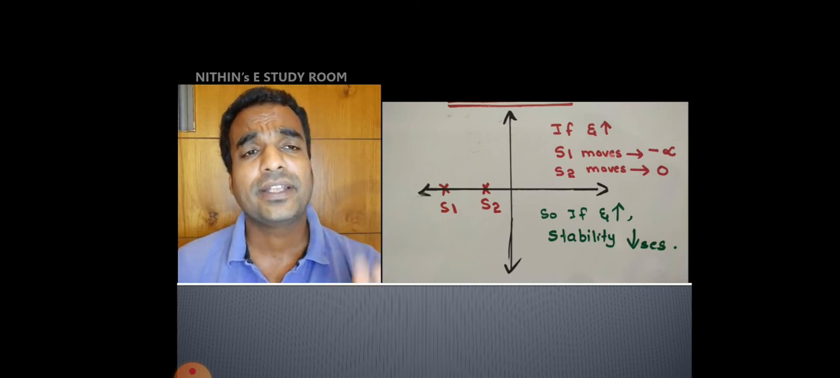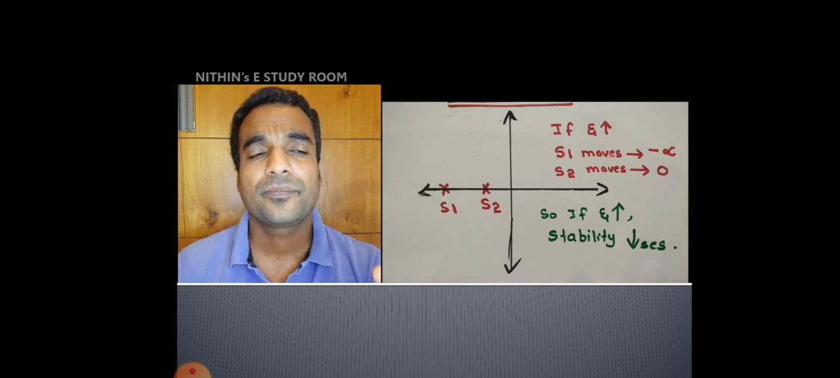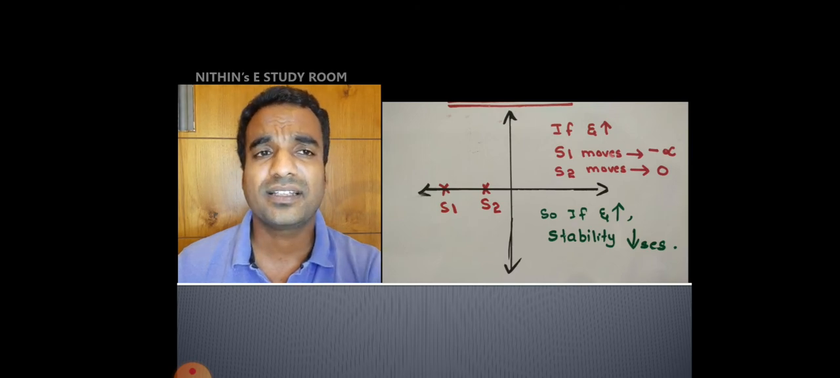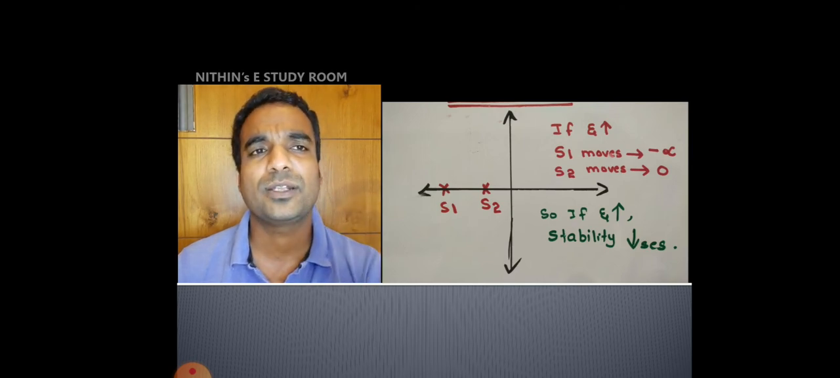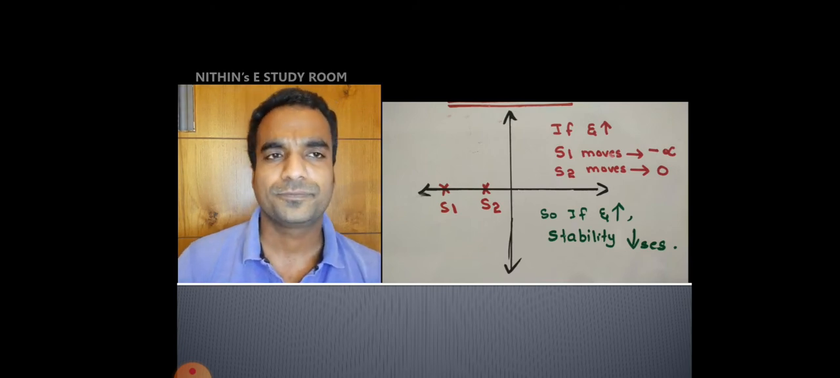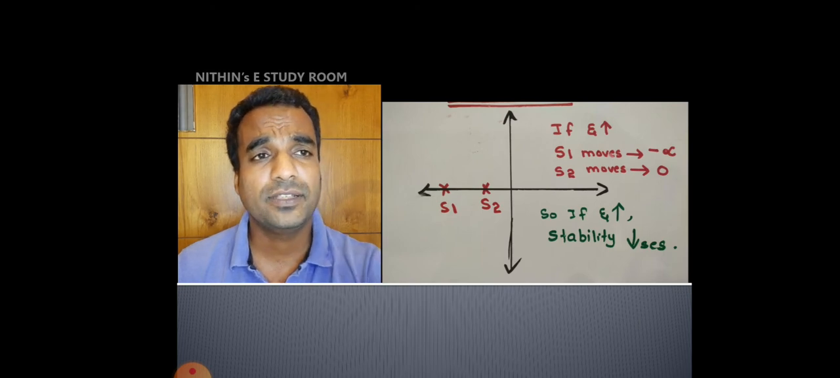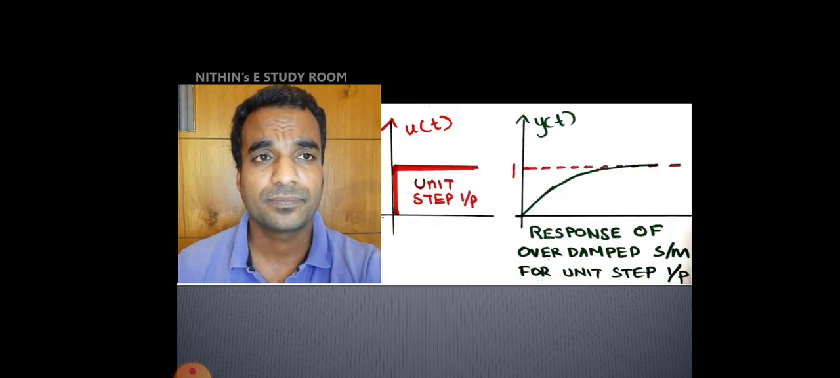So if eta increases, S2 should move towards the right side, and there is a chance for the system to become unstable. You can check that with some practical example. Put some value for eta and some value for omega n, and see what happens. Anyhow, if eta increases, definitely stability will reduce for the system.